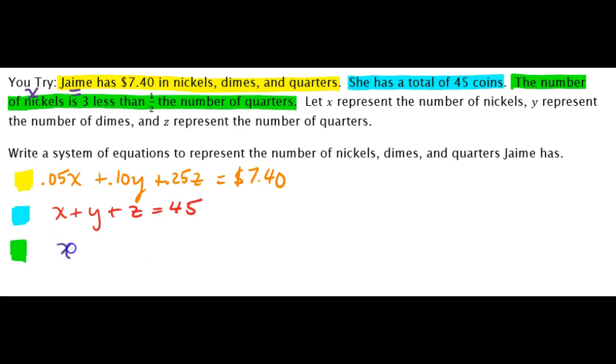So let me write this down. I have the number of nickels is, and then it's going to be something minus 3, and that something is half the number of quarters. The number of quarters is represented by Z. So it's going to be 1/2 Z and then minus 3.